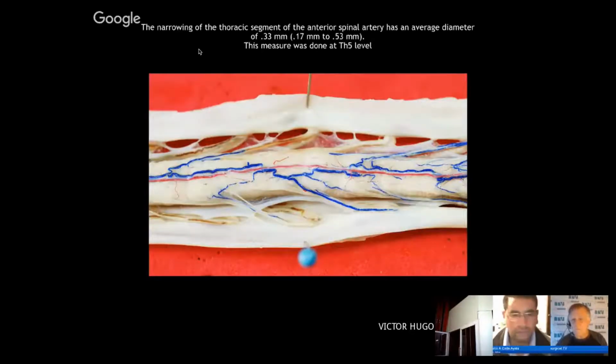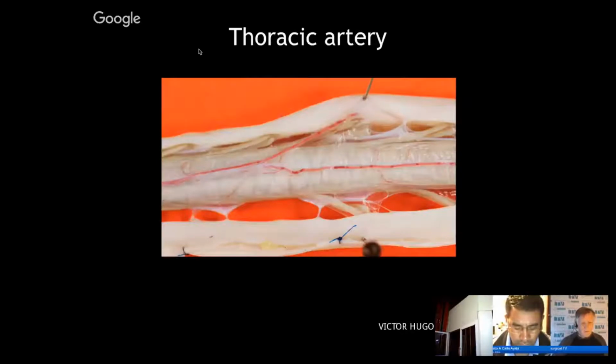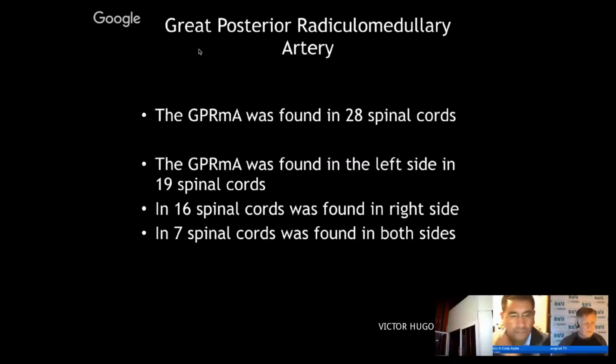The thoracic segment of the anterior spinal artery is narrowed, with an average diameter of 0.33 millimeters, ranging from 0.17 to 0.53 millimeters. This measure was done at the thoracic 5 level. This is the thoracic artery. The Adamkiewicz artery.